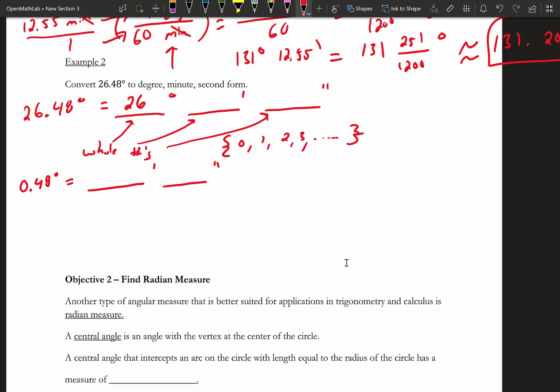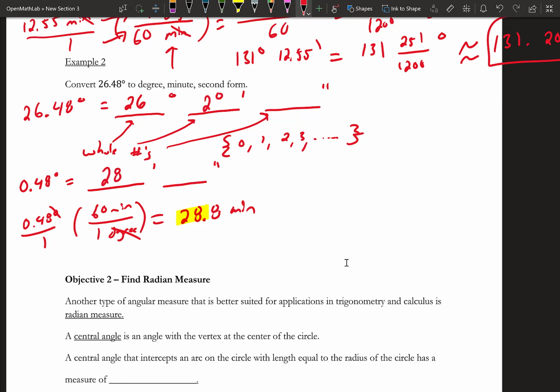So the first thing I would do is take 0.48 degrees and convert that into minutes. If I want to put this into minutes, I can multiply by the unit fraction 60 minutes over 1 degree. So the degree would go away, and we take 60 times 0.48, so we get 28.8 minutes. And you can double check that with your calculator. So this whole part, this 28, that's what's going to go here, or in other words, here.